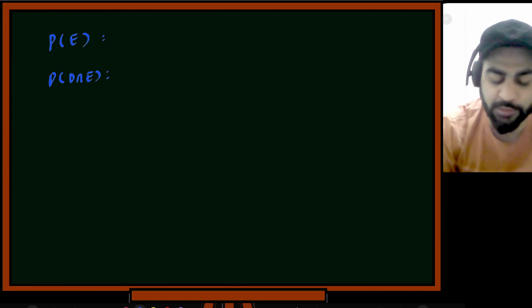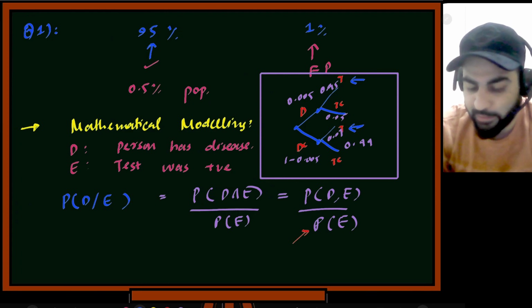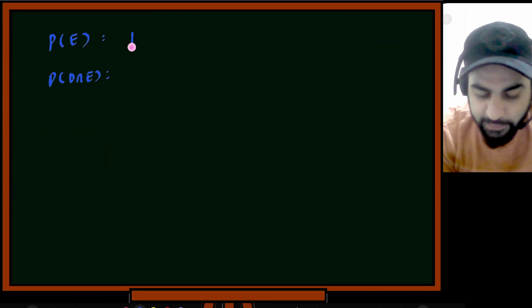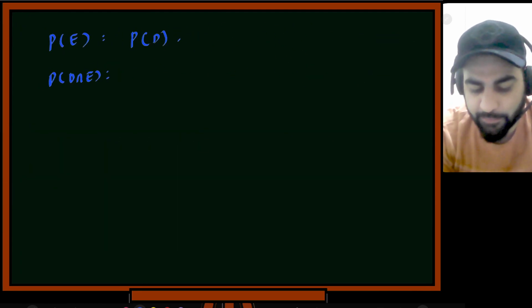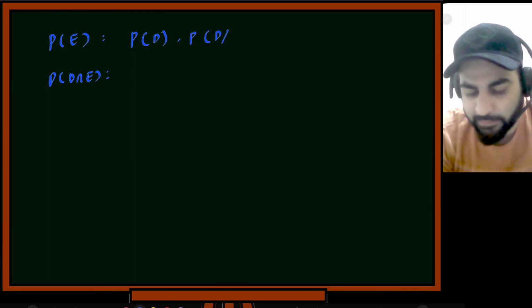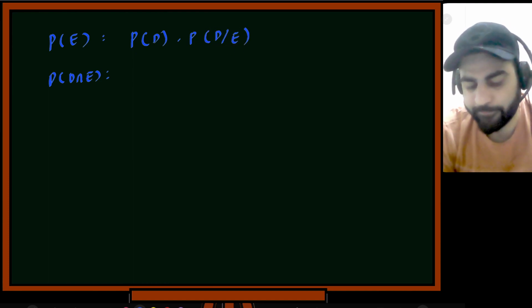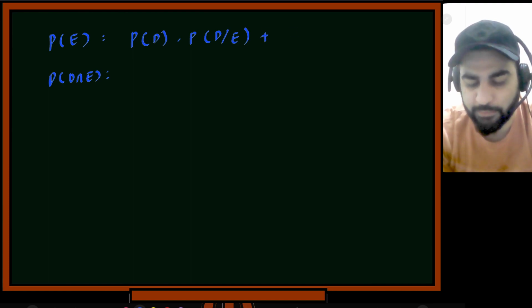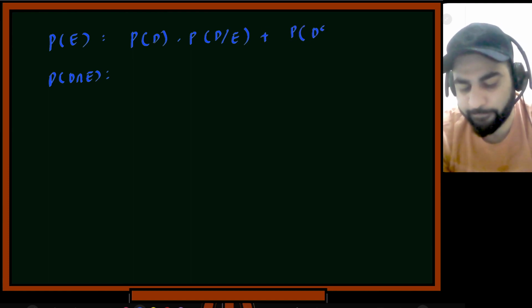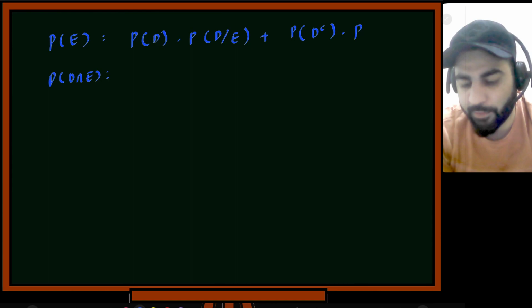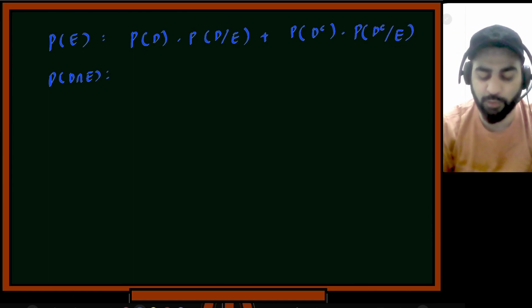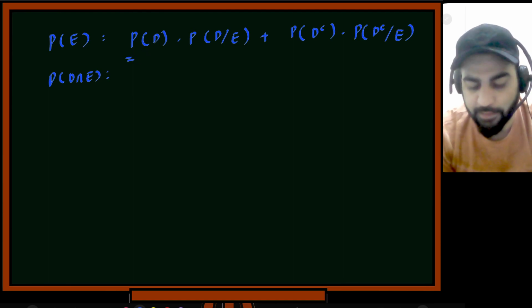Tell me in words first. What will be the probability if you go over here? This will be first the probability of disease, and then the probability of E given disease, plus the probability of not disease multiplied by the probability of E given not disease. So what is the value of the probability of disease?